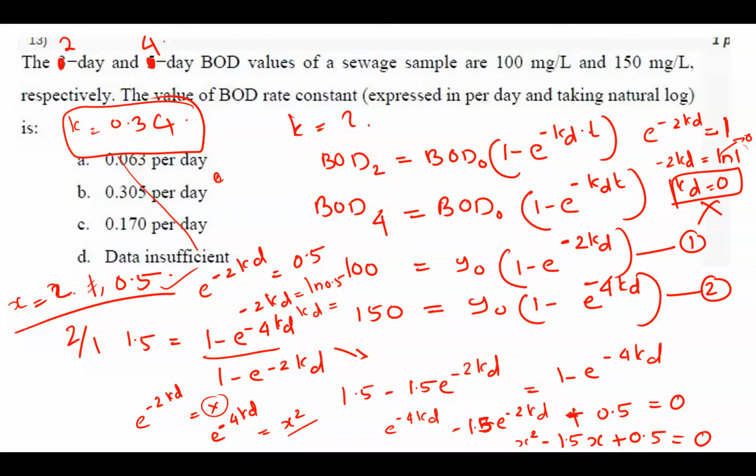So that's why we are taking 0.5. If you take 0.5, that means e raised to minus 2 kd equal to 0.5. Then minus 2 kd equal to ln 0.5. Ln 0.5 is minus 0.69, divided by minus 2. The minus will get cancelled and dividing by 2 will give you 0.34. That is the answer. Got it? Understood?